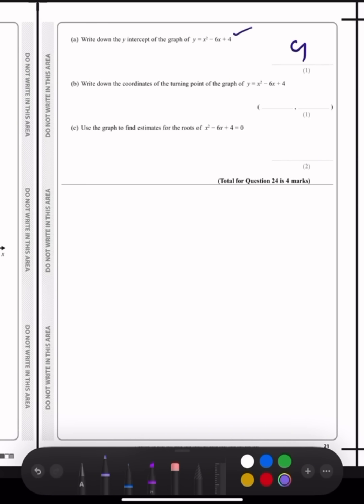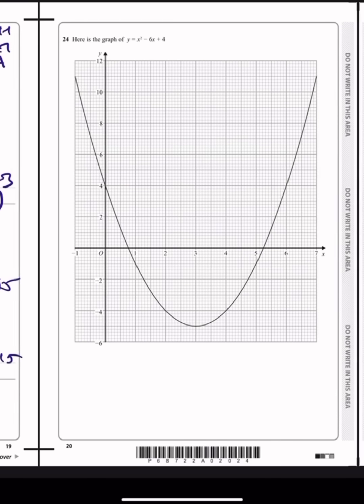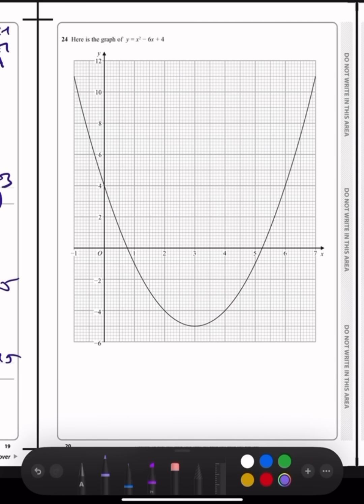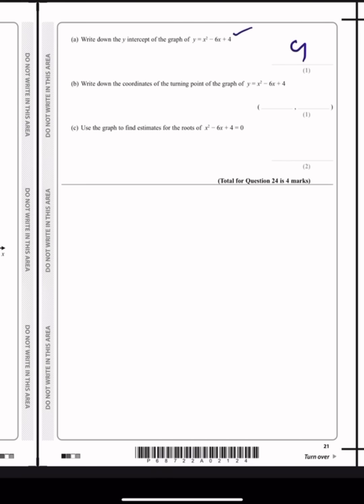Write down the coordinates of the turning point of the graph of y equals x squared minus 6x plus 4. Here we clearly know that this is your turning point in the middle. So what are the coordinates for this one? We can clearly see that this one's a 3 and this one's a minus 5. So here we know that our coordinates would be (3, -5). So that's what we're going to write here.